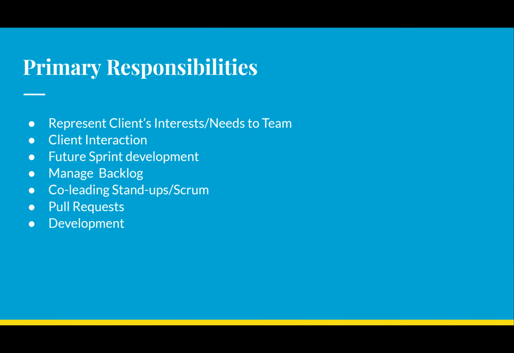The primary responsibilities of a product owner are to represent the client's interests and needs to the team. This will also include client interaction, future sprint development, managing of the backlog, co-leading stand-ups and the scrum, approving and moving through pull requests, and general development with the team.